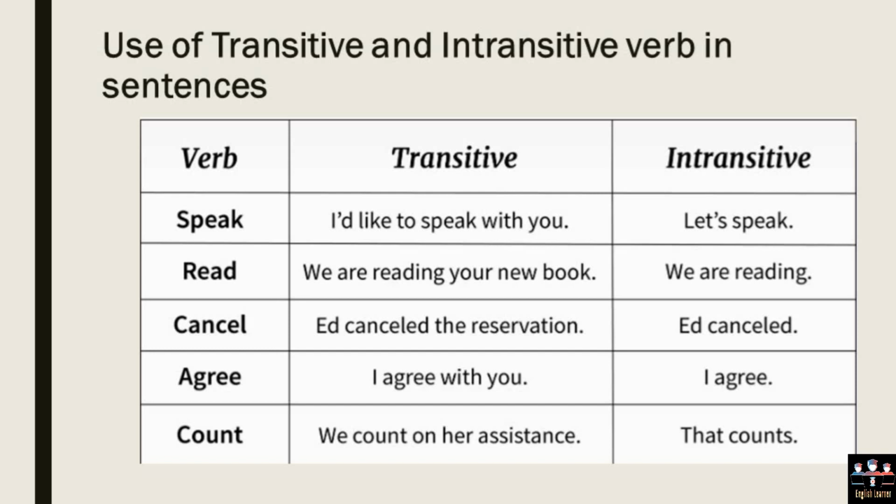The last example is count. Count as a transitive verb. "We count on her assistance." In this example, count is delivering its meaning on the object, which is assistance. So it means that count in this example is acting as a transitive verb.